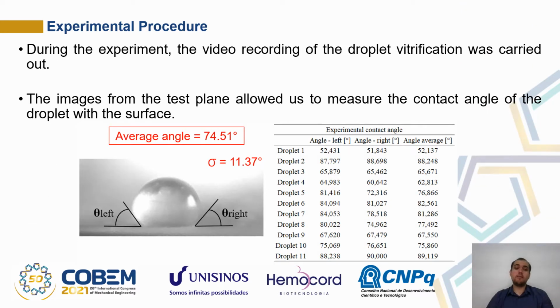And we also used the image from the test plane to measure the contact angle of the droplet with the surface, where we found an average angle of 74.51 degrees and a high variation, a standard deviation of 11.37 degrees, as can be seen in this table. We tried to explain this because of the nature of the procedure used during the measurements, which was influenced by some factors, for example, the inclination of the syringe and the drop height, which were not controlled during the tests.